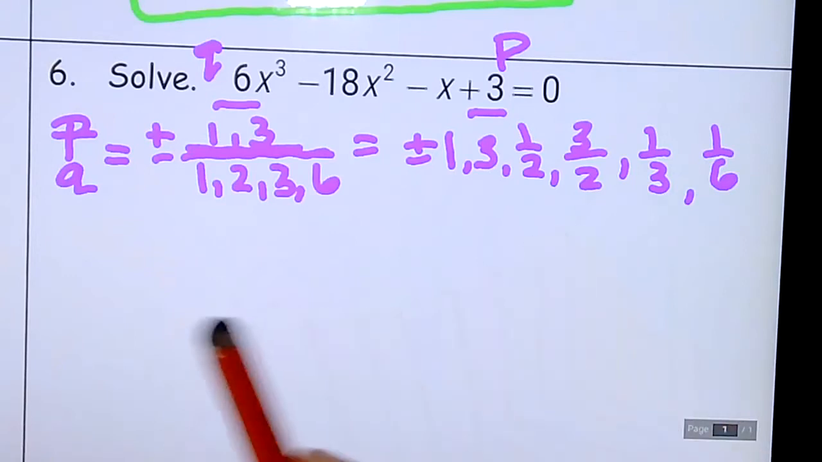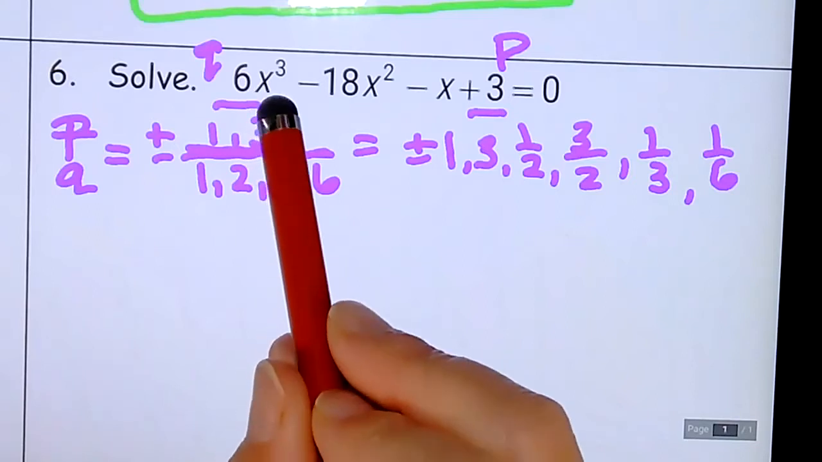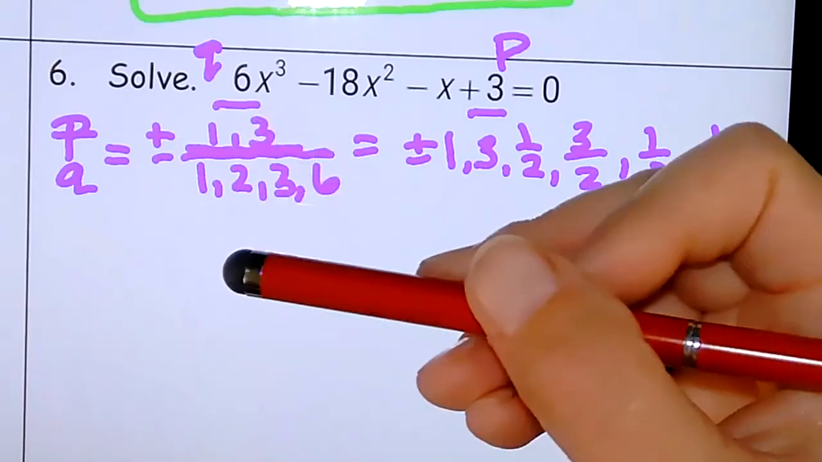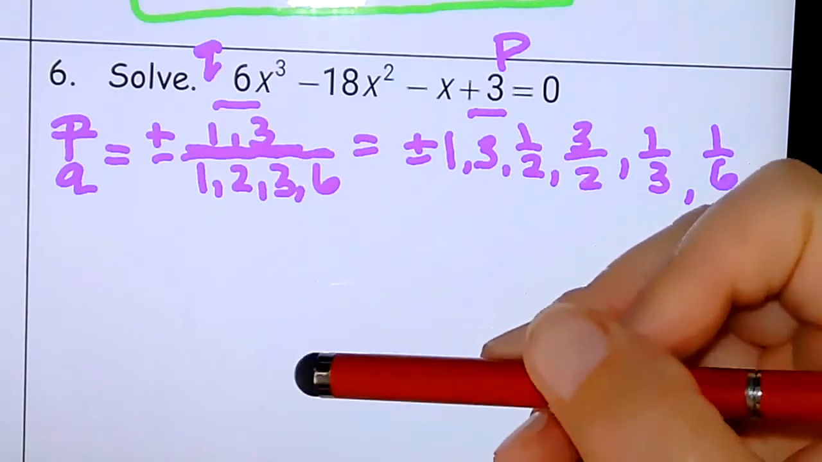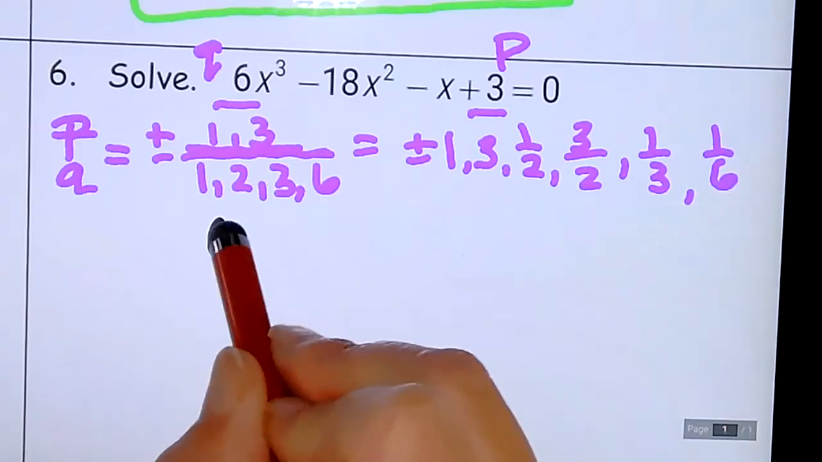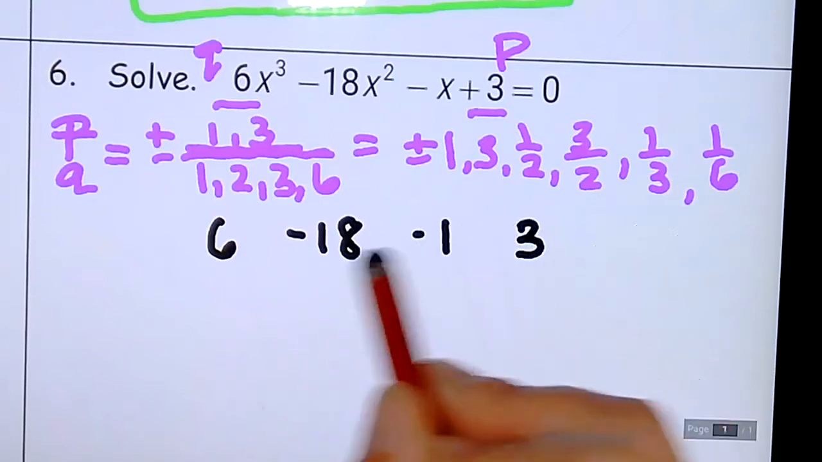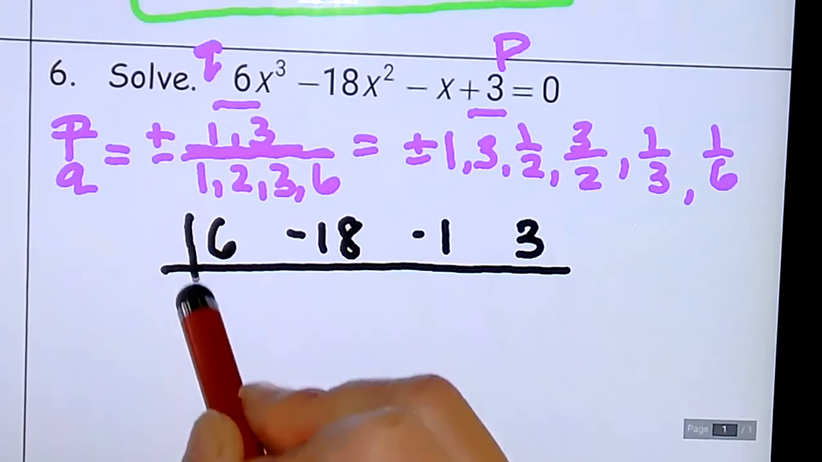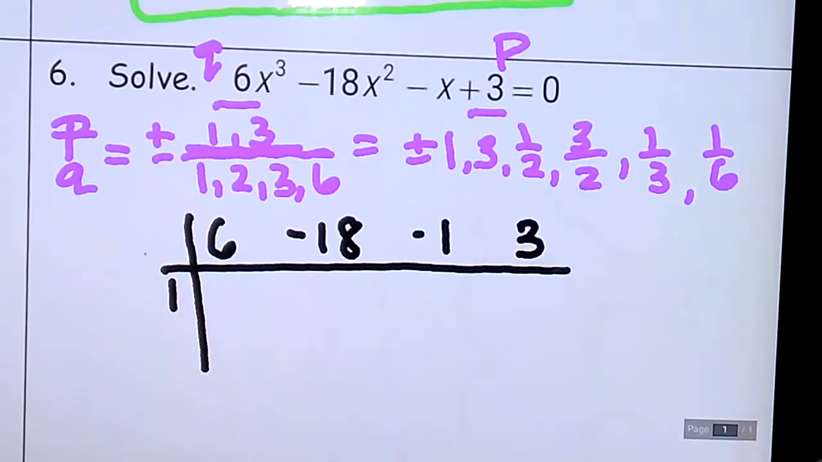So I'm going to do synthetic division. Okay, it's a degree 3. I should get 3 answers. I'm going to stop once I get my first. Now I have a degree 2. Solve that quadratic from there. So I'm going to have 6, negative 18, negative 1, 3. I'm going to do it in the column form. I'm going to try 1 first. If that doesn't work, then I'll move on.